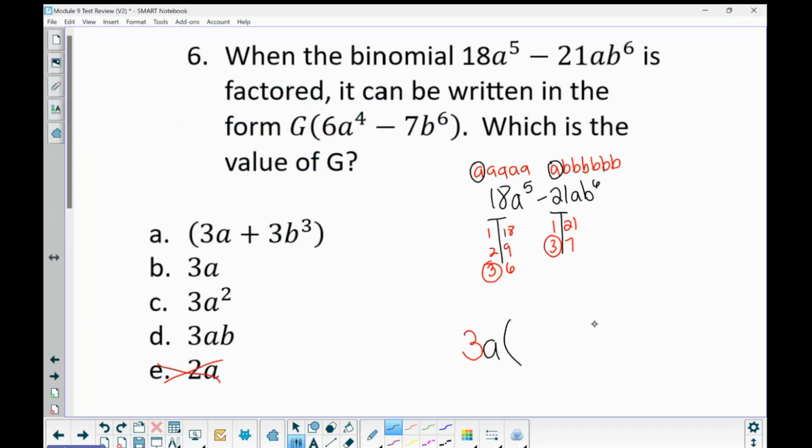Now let's see if when we divide everything by 3A, we get the same answer. So I'm going to take my 18a^5 minus 21ab^6, and we're going to divide everything by 3A. Well, 18 divided by 3 is 6. I started out with 5 A's, took 1 away, I'm left with a^4. So far, we're looking pretty good. Negative 21 divided by 3 is negative 7. 1A, 1A cancel out. I'm left with b^6, and again, this also matches. So I know my GCF should be 3A, which is B.